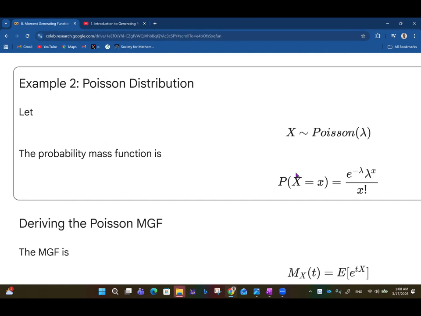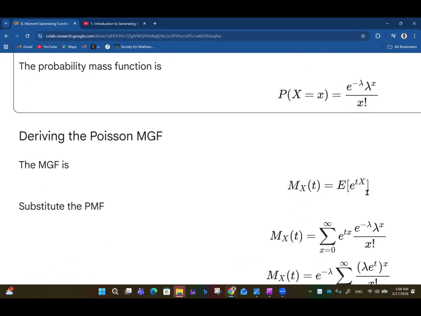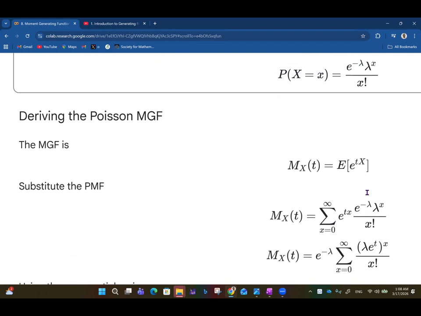So the probability mass function here is the probability that x equals e raised to power minus lambda multiplied by lambda raised to power x, all over x factorial. So deriving the Poisson moment generating function, you have m sub x of t equals expectation of e raised power tx. And again, we have the whole summation, from x equals 0 to infinity of e raised power tx times e raised power minus lambda, lambda to the x, all over x factorial.